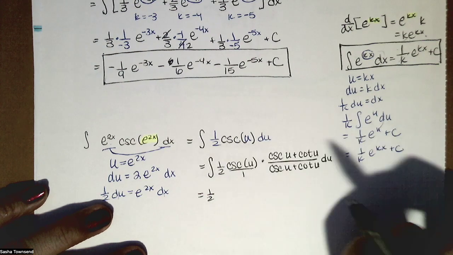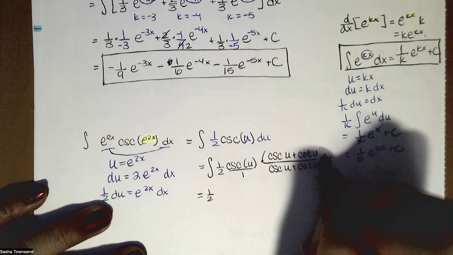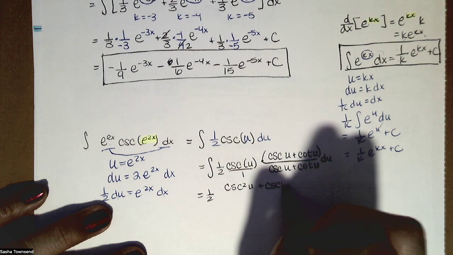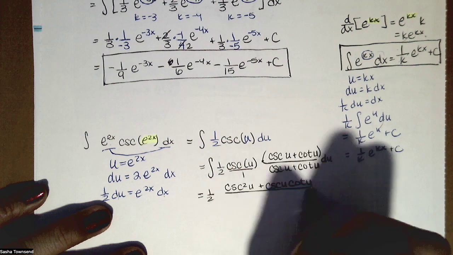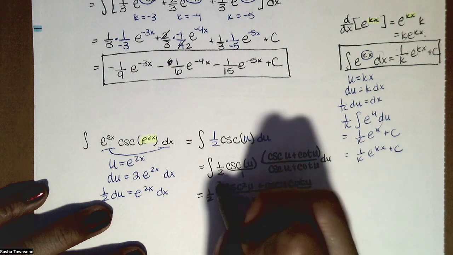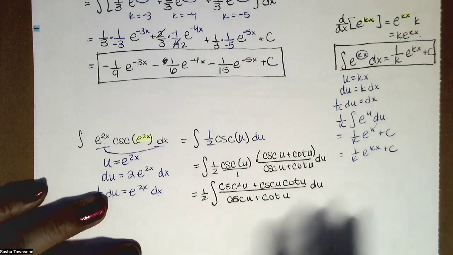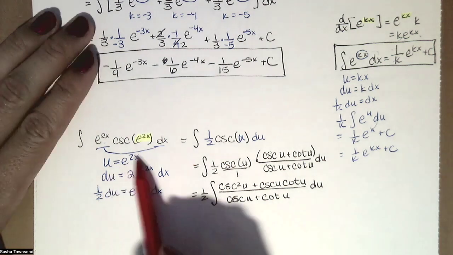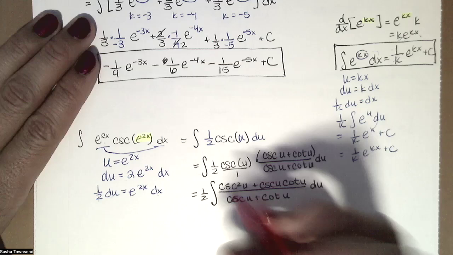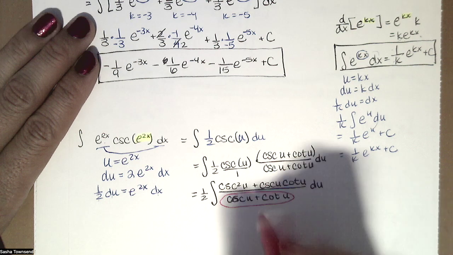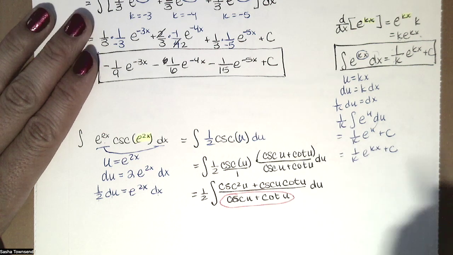Now, if I think of that cosecant of u as itself over 1, when I distribute in the numerator, I have cosecant squared u plus cosecant of u cotangent of u, all divided by cosecant of u plus cotangent of u. And we're anti-differentiating this with respect to u. So do I have a rule for that? Absolutely not. But I might have a rule if I use another u-substitution. We already used u-substitution to get here. I still don't have a rule for this, but if I let some new variable equal my denominator, I might actually be able to evaluate this integral using a basic rule.